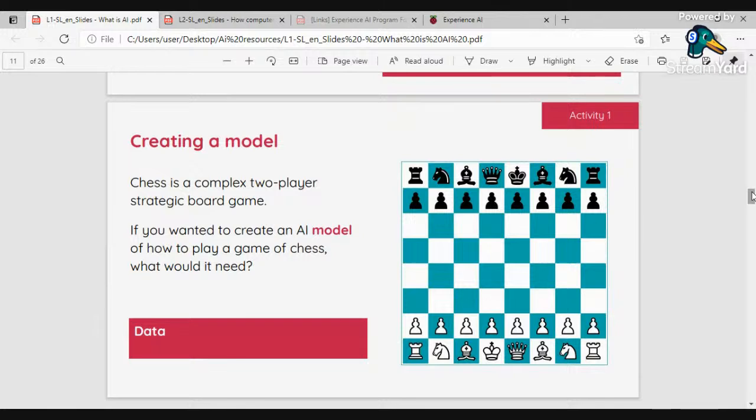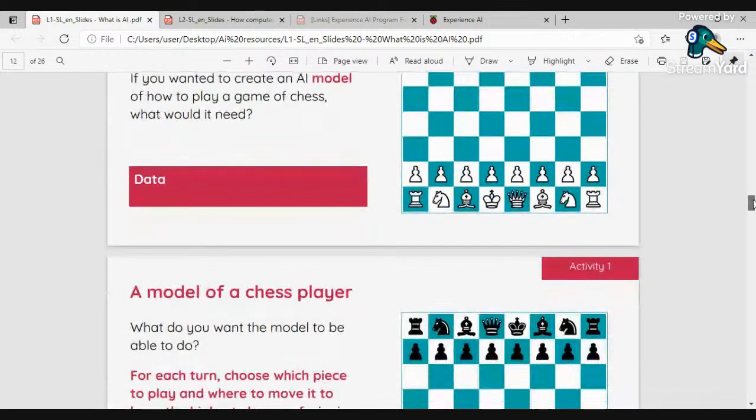Now, to create a model, let's say you want to create a model using chess. We already know the chess game already exists, right? For you to computerize that chess game based on a data-driven model, so that the chess can play itself, so that it can play against a human, you will need data.